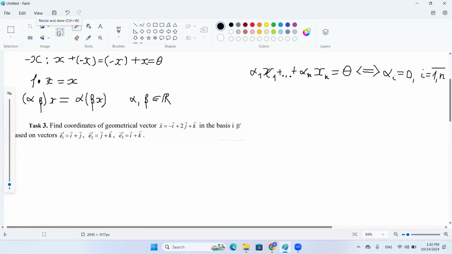Okay, does anybody remember how to transform the element? So generally speaking, how to transform from one basis to another? So the way of transition. Maybe you remember something about the transition matrix.